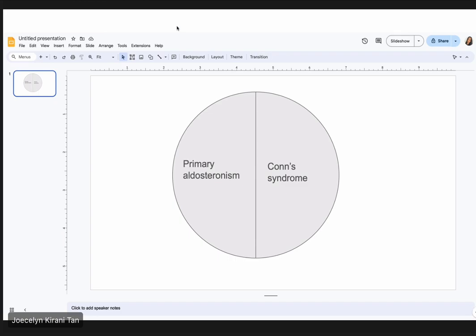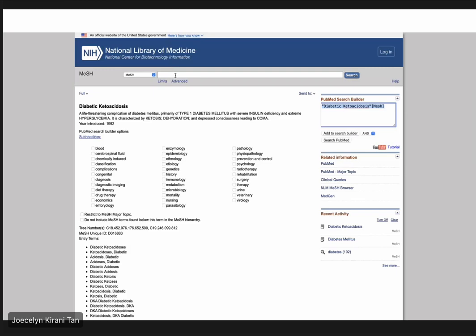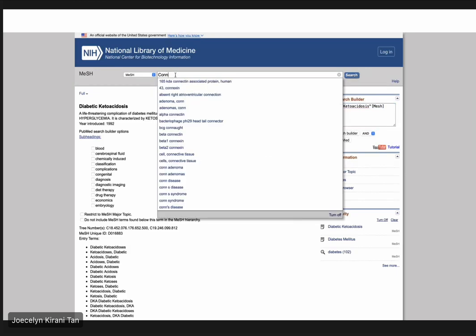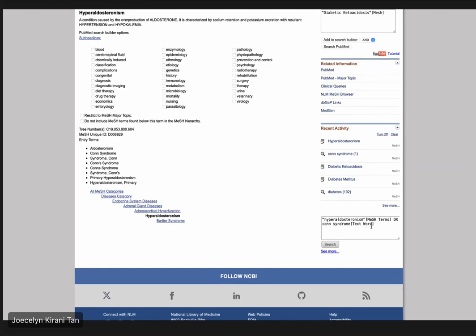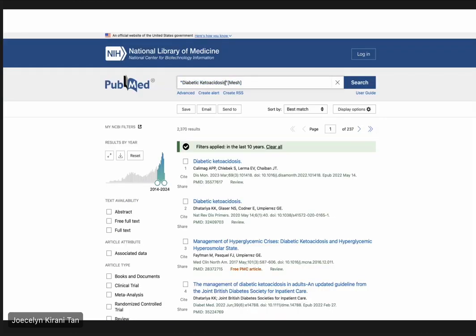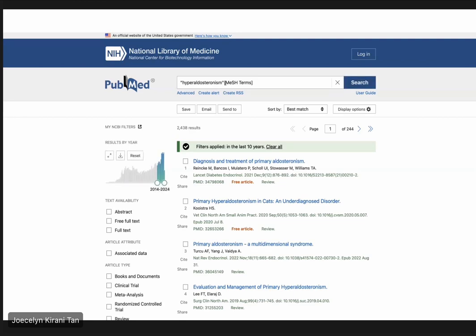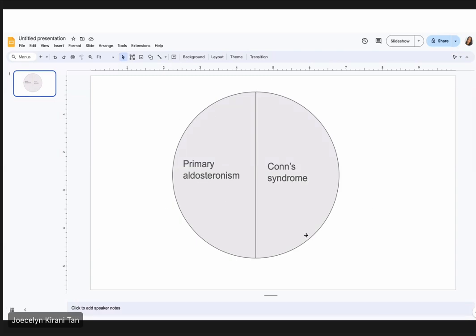So what's nice is if you go to the MeSH terms like I showed you just now, and you look at Conn's syndrome, then you have it here. This means that if you use this MeSH term, because it is generated by the website itself, you just copy and paste it into your search. Then PubMed is going to know that you're talking about all of this at the same time. No matter what it's called, they know it's the same disease that you're looking for.